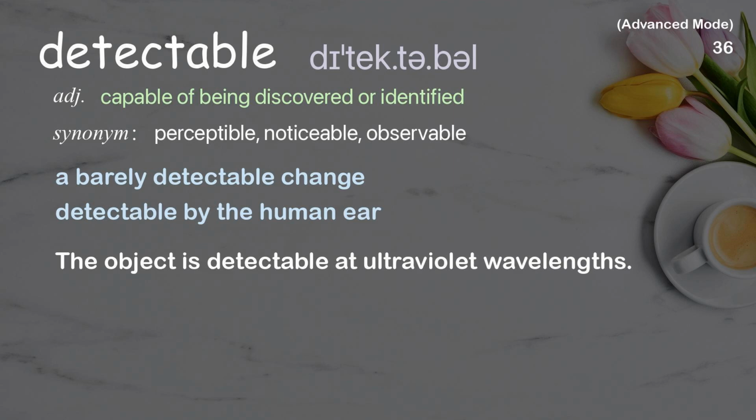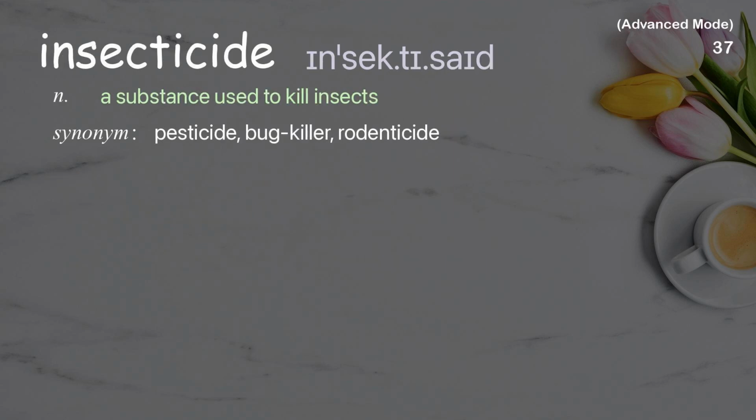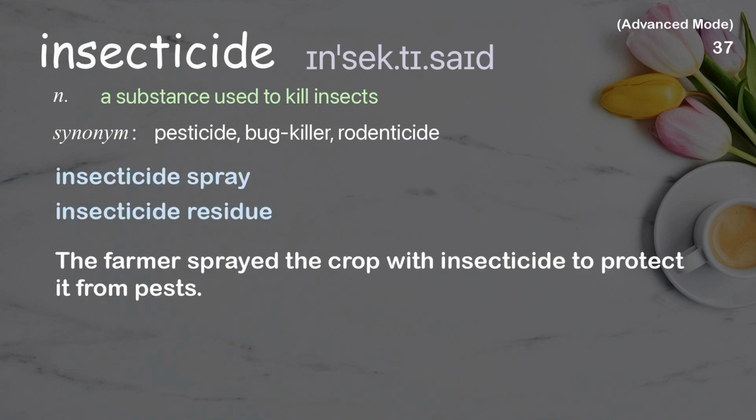Insecticide. A substance used to kill insects. Examples: Insecticide spray. Insecticide residue. The farmer sprayed the crop with insecticide to protect it from pests.